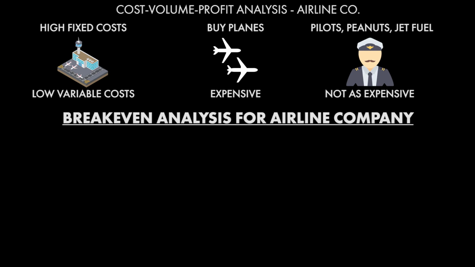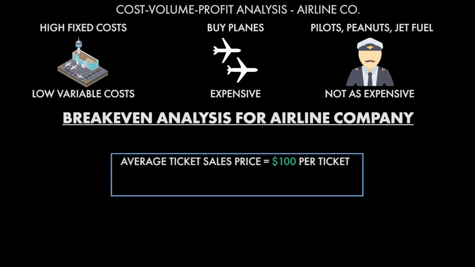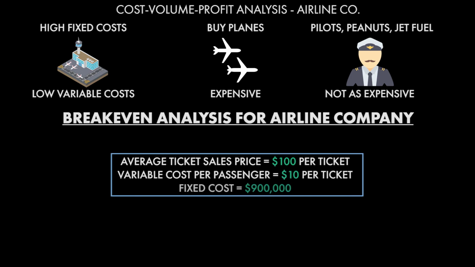Let's say that my average ticket sells for $100 per ticket. My variable cost of serving that one passenger who buys that ticket is $10 per ticket, but my fixed costs are $900,000. How many tickets do I need to sell in order to break even? This is where cost volume profit analysis can really help us.